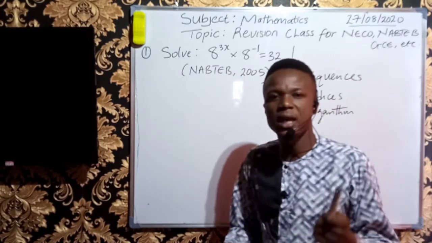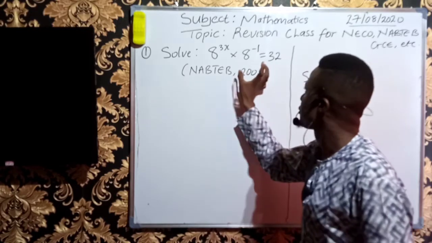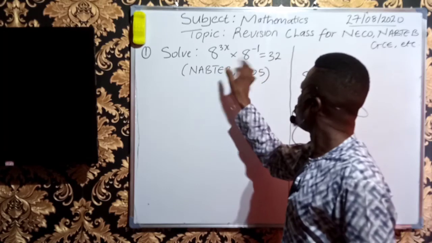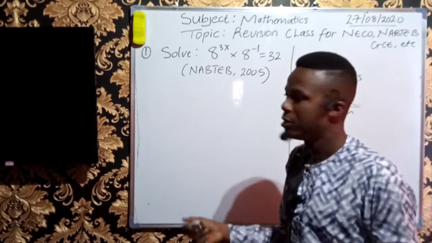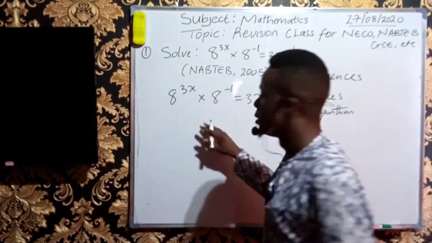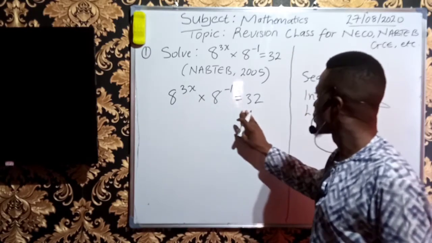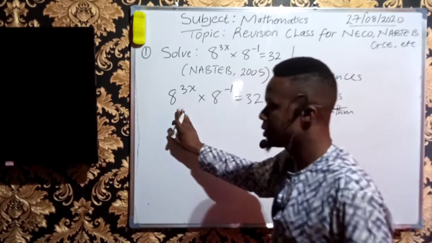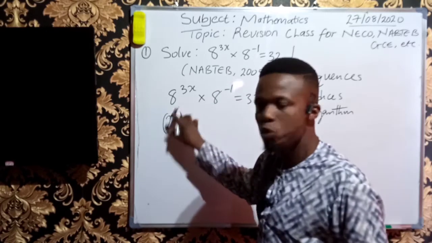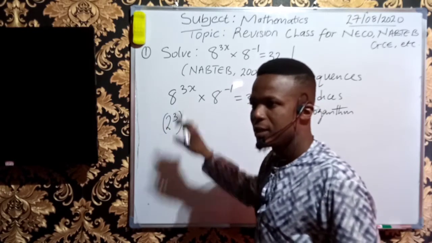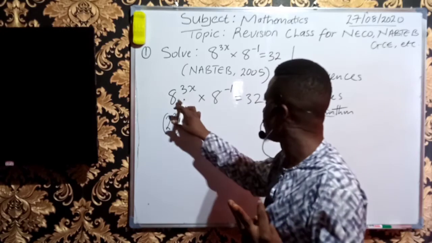Remember that indices is just the plural of the word index, which means raised to power. So the idea of solving indices is to ensure that you make all of them have either a common power or a common base. For instance, we have 8 power 3x multiplying 8 power minus 1 equals 32. You know that this 8 can be written as 2 power 3, because when I raise 2 to a power of 3, I will get 8. That is to say, 2 times 2 times 2 will give us 8.